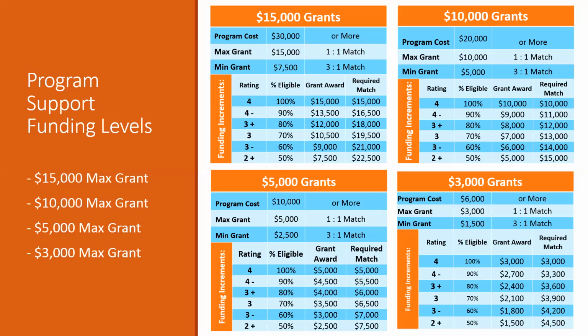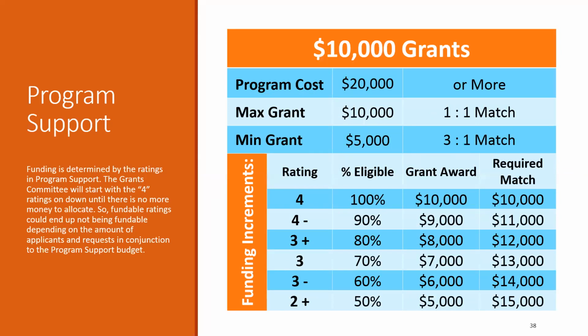So this is a big scary slide that we show everybody that breaks down the grant tiers and what an applicant can receive in each of these grant tiers. So for the $15,000 grant tier, an applicant must have a $30,000 project or more, and they can receive between $7,500 and $15,000. To kind of illustrate how that happens, I'll use the $10,000 grant tier because with this one, the math is the easiest.